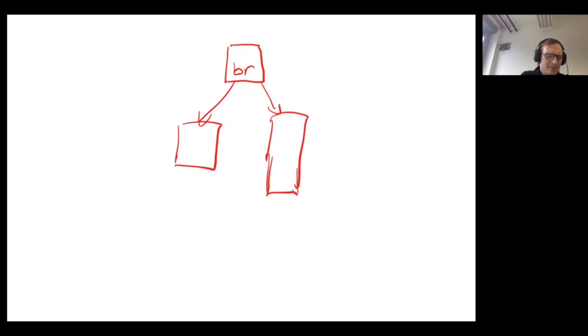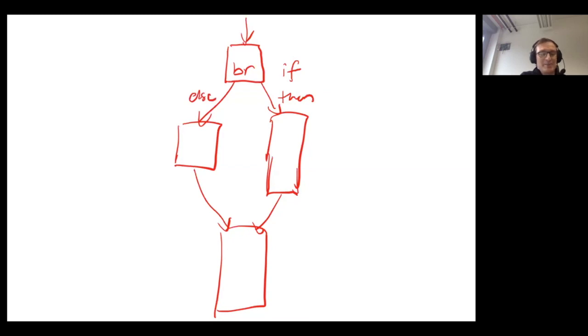battery on my stylus. So basically, let's take a look at this. These are basic blocks. You have a branch, and you have some block you execute here, some block you execute there. Let's make them asymmetric, doesn't matter. And so this is the control flow graph of the program, right? And this is a branch, this is an if condition, and this is the then part, and this is the else part, let's say. It doesn't matter.